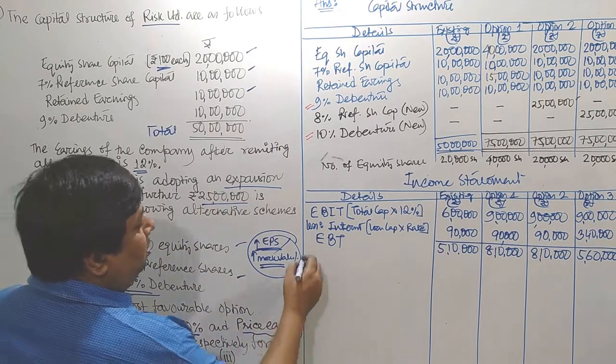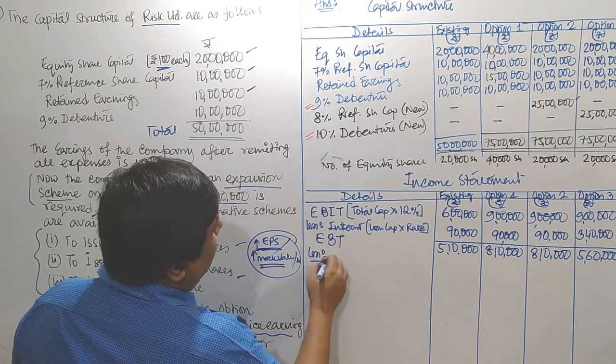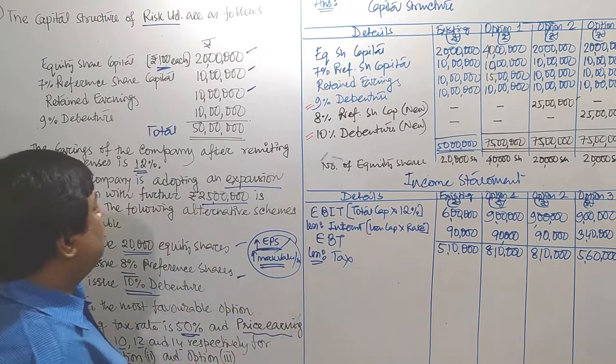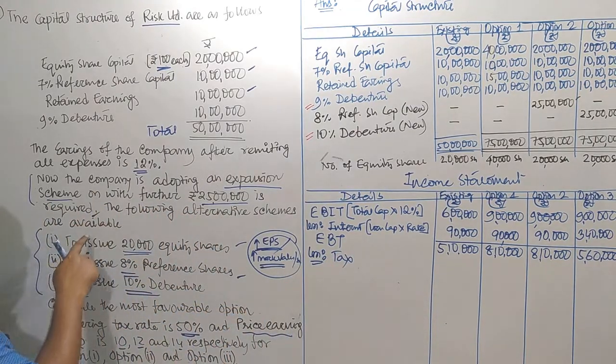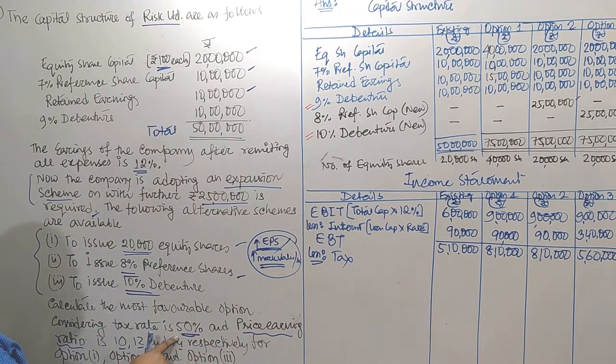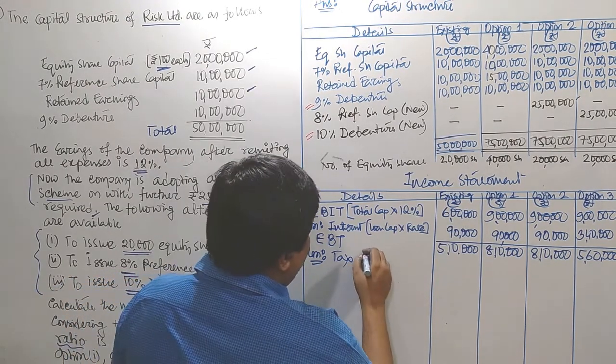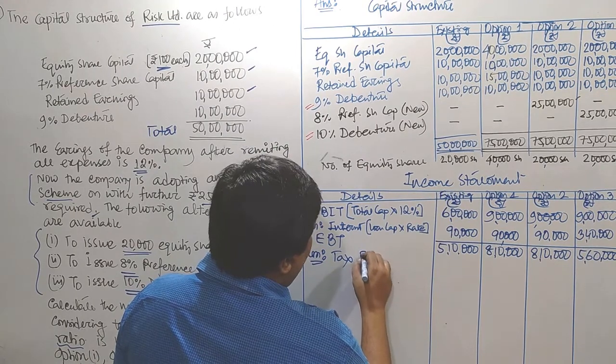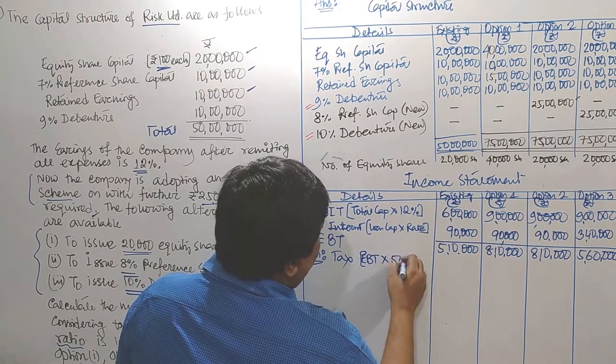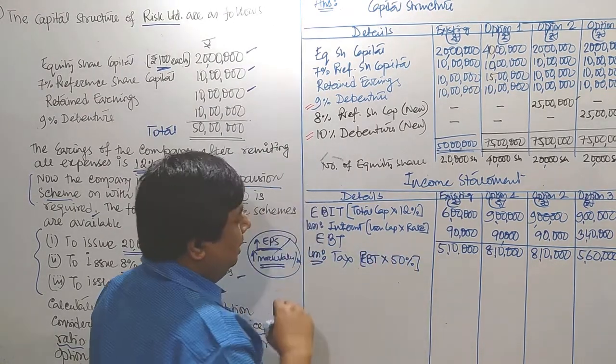From EBT we are going to deduct tax, and the tax rate is also provided to us, that is 50%. You have to pay 50% tax. Now we must write the tax. How to get that? It is very simple: EBT into 50% in each case.